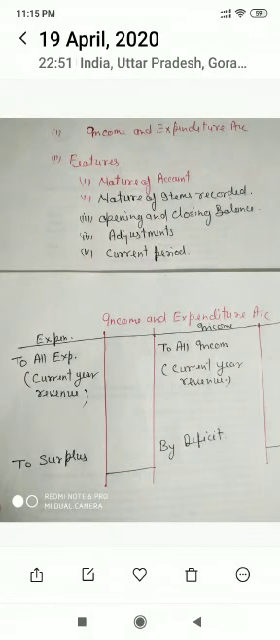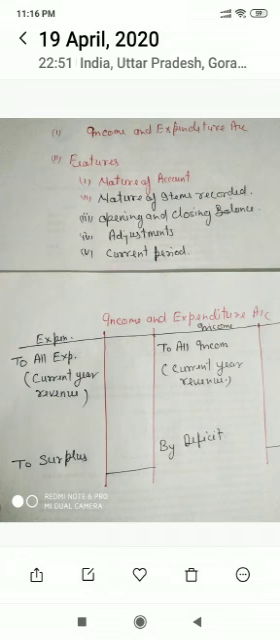Students, our topic today is the income and expenditure account. The income and expenditure account is an account which we maintain in a non-profit organization to know the organization's surplus or deficit. It is the same as the profit and loss account. In a profit-earning organization we make a profit and loss account, but in a non-profit organization we maintain this account, named the income and expenditure account.